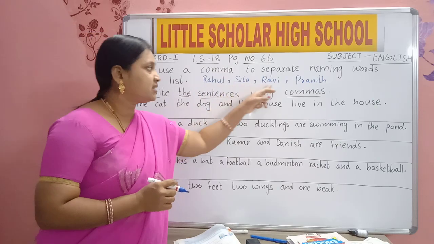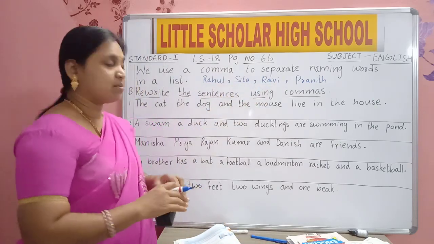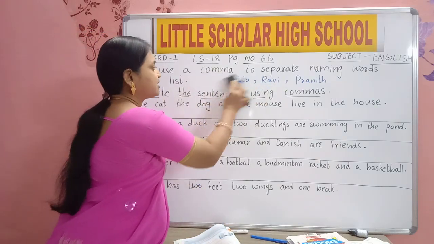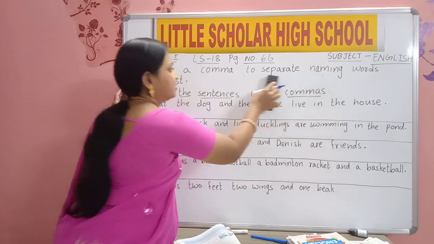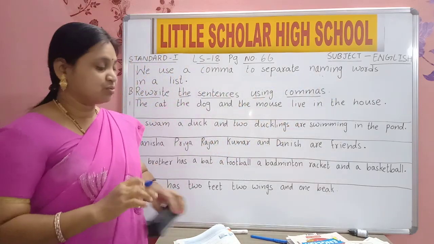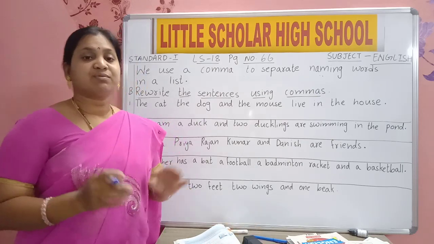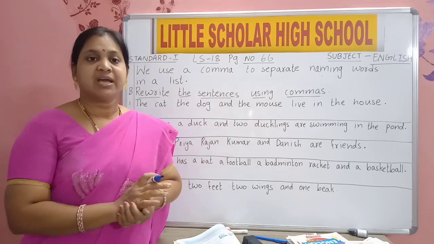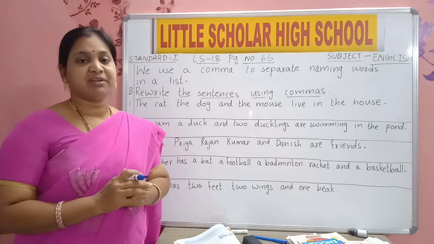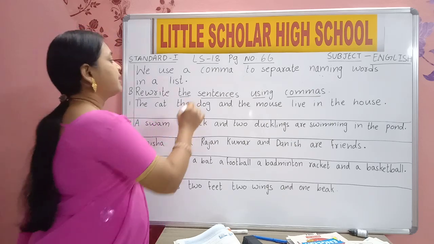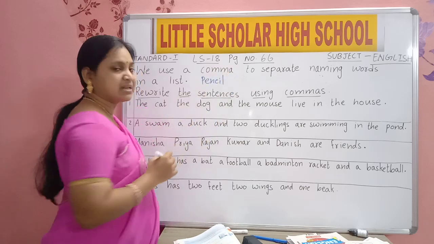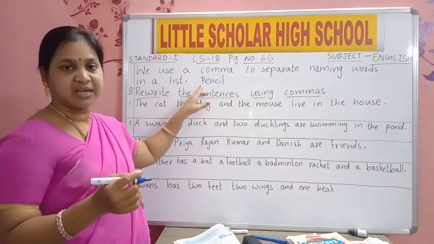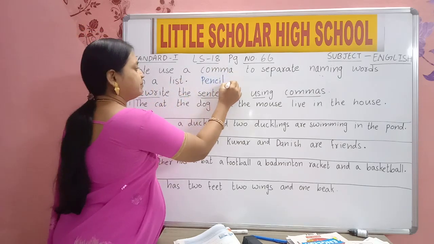So, to separate the naming words, we use commas in between. Suppose the teacher asks you to write the names of the things which you have in your box. How will you write? Pencil. Pencil is common, so small p only. Comma.